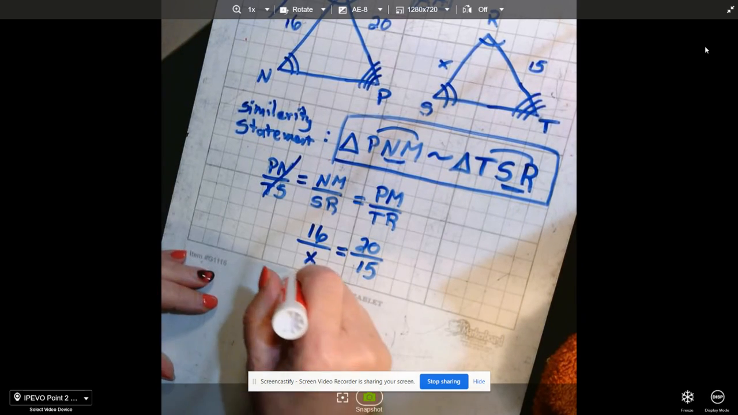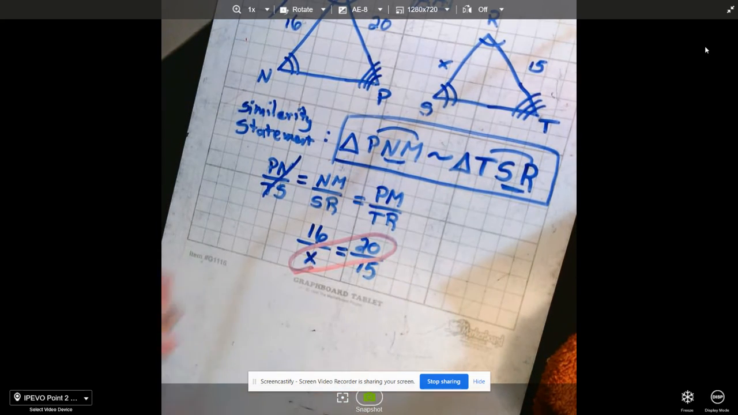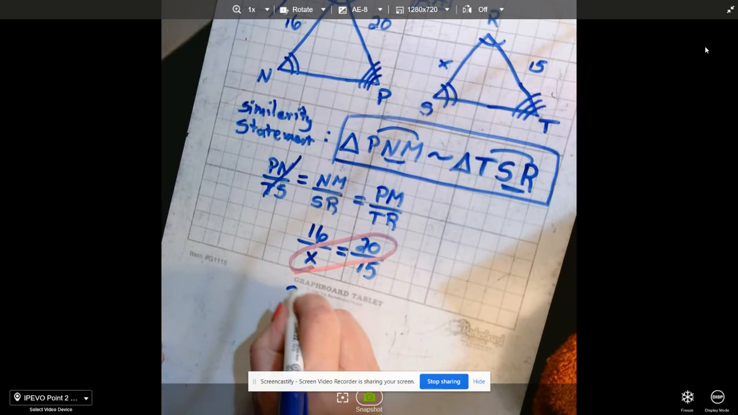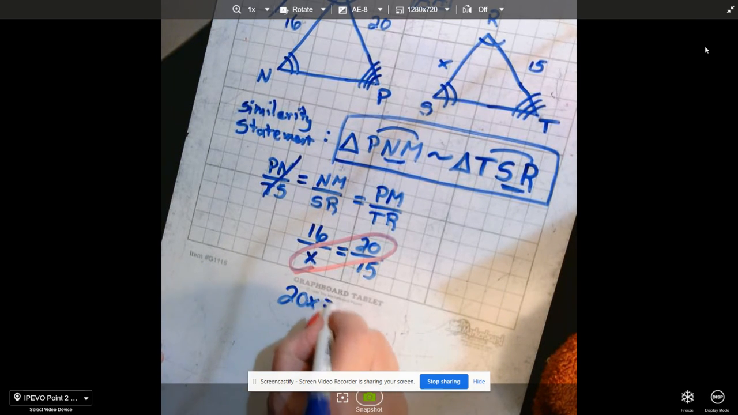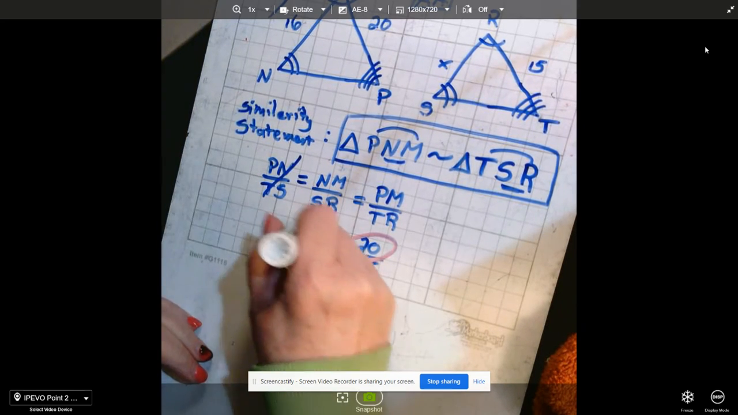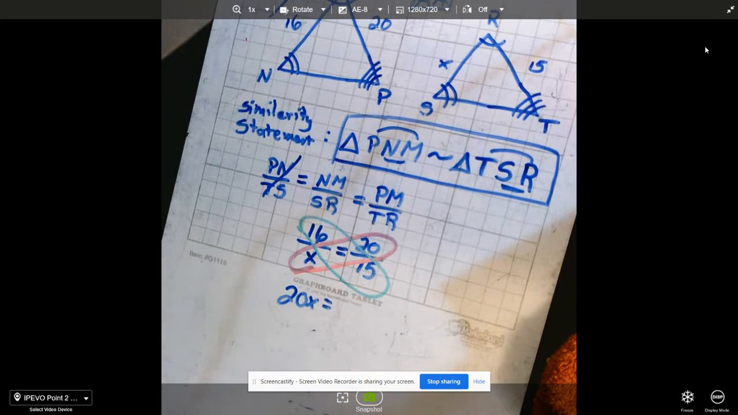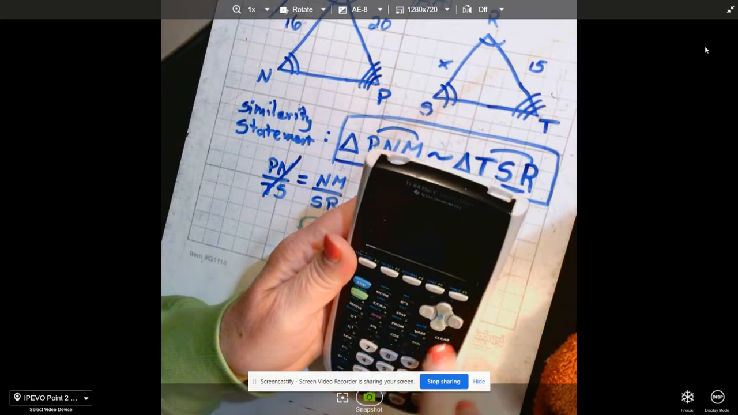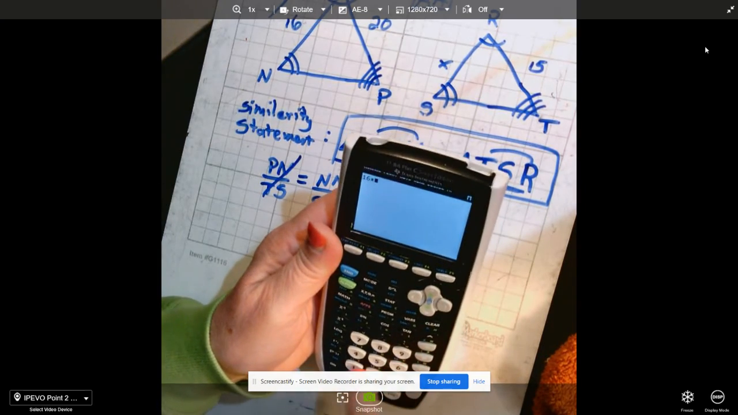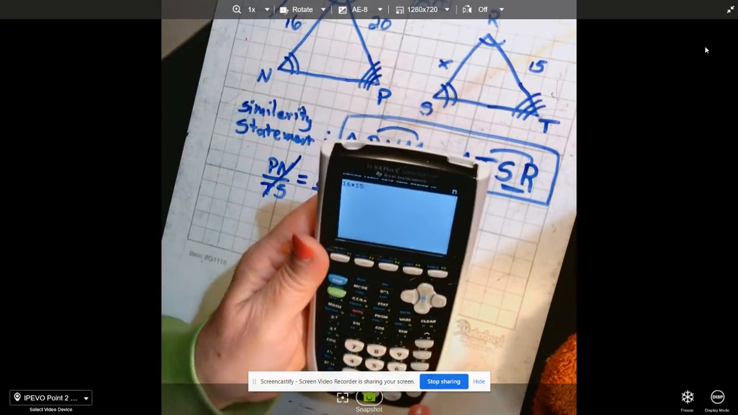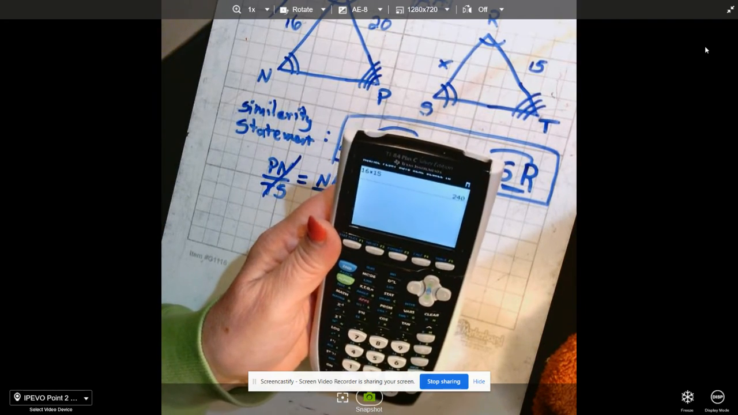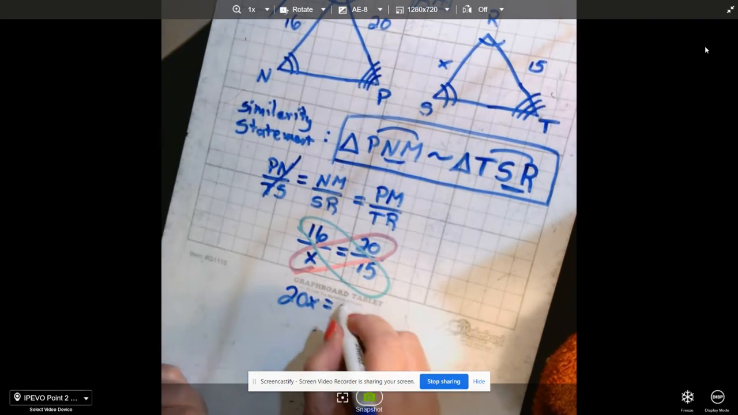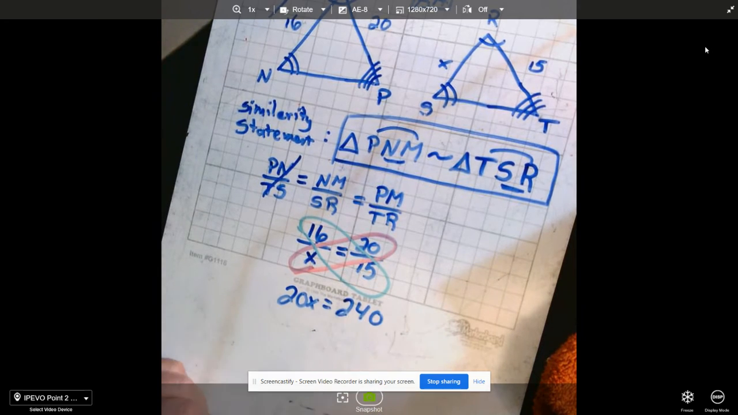So you're going to multiply these two together to get 20x. And you're going to multiply these two together, 16 times 15. So you're going to go to your handy dandy little calculator and you're just going to say 16 times 15. Did I say 5? I meant 15. And that'll give you 240. So 20x will equal 240.